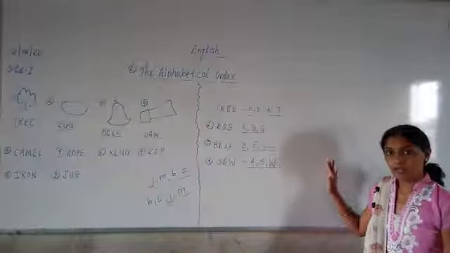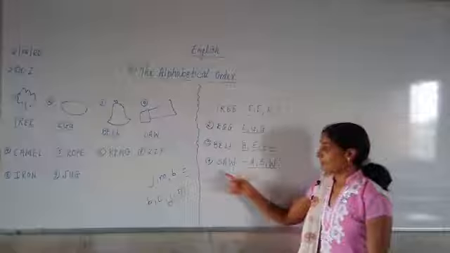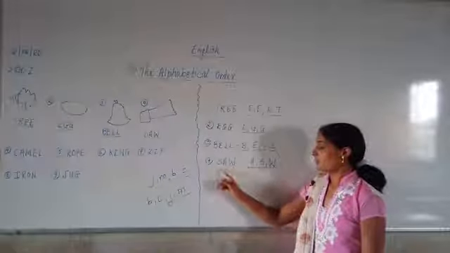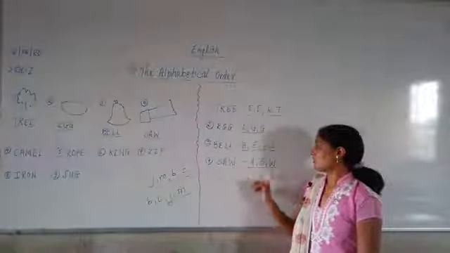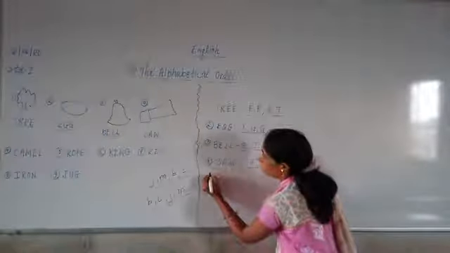Do you remember? Do you remember yesterday we studied about alphabetical orders? After A, which letter will come? S will come, and after S, which letter will come? W will come. Next one is camel.